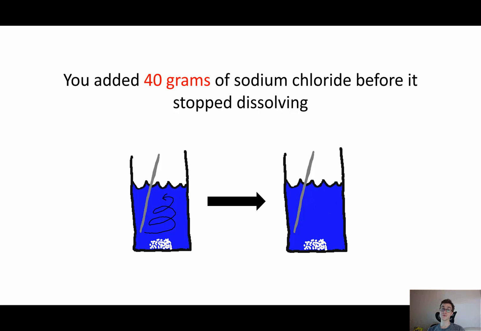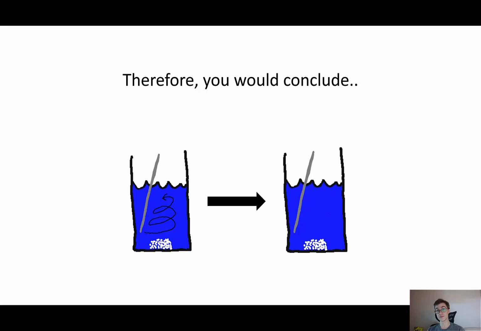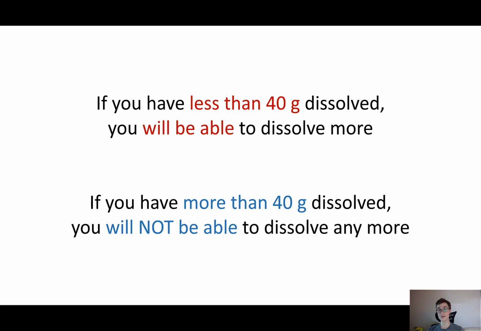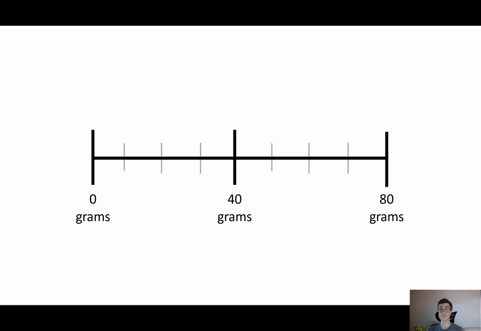Theoretically, let's say you added 40 grams of sodium chloride before it stopped dissolving. Then you would conclude that the solubility of sodium chloride in 60-degree water was 40 grams per 100 milliliters, because that's how much you had to add before it stopped dissolving. So if you had less than 40 grams dissolved, you would be able to dissolve some more. And if you had more than 40 grams, you wouldn't be able to add any more. You would put it in and stir and it wouldn't dissolve. So this is sort of a review from solubility.